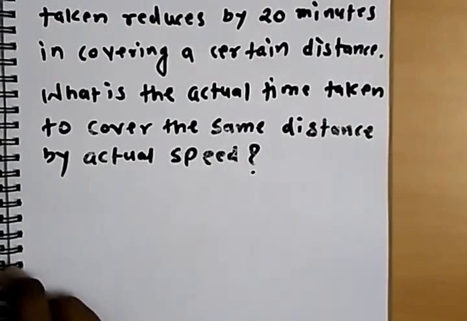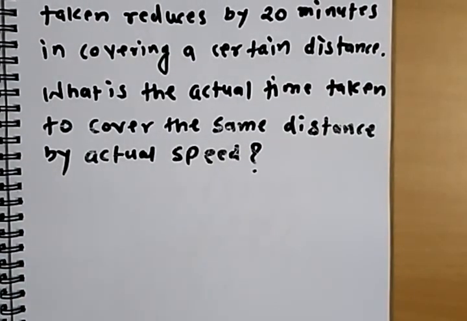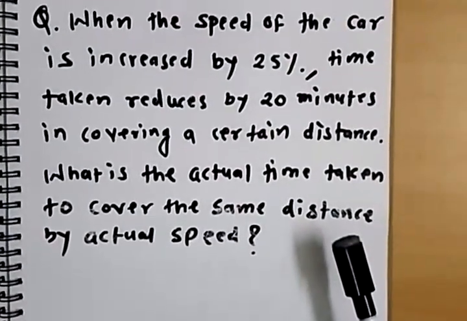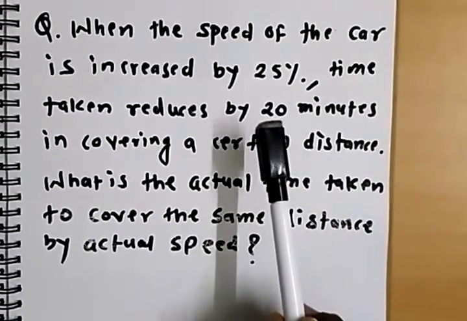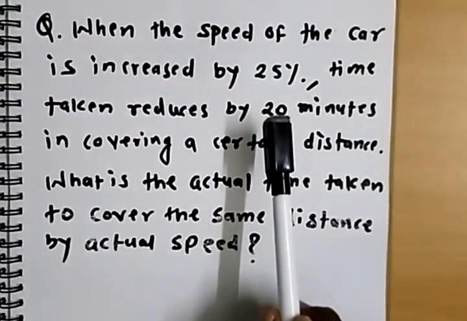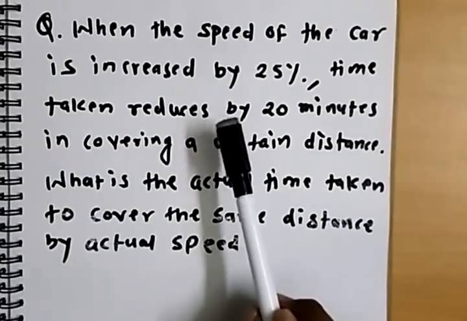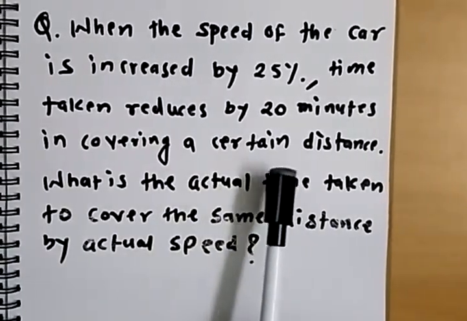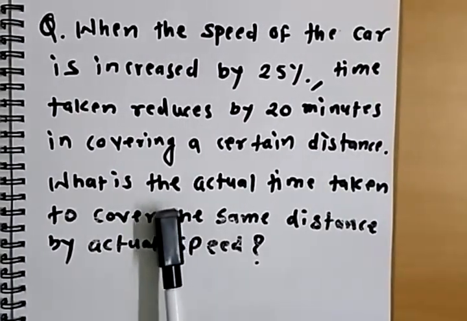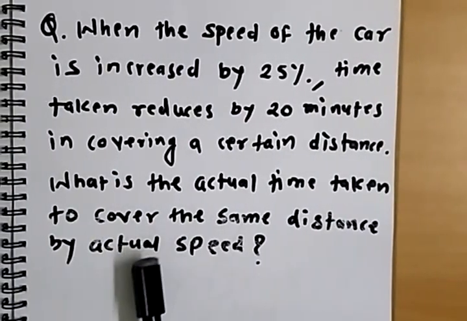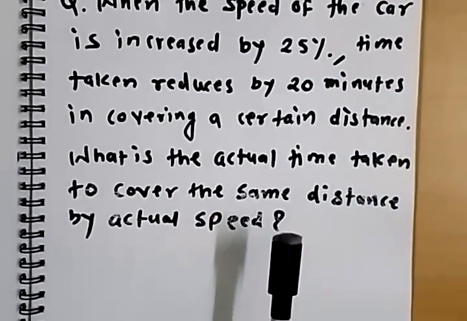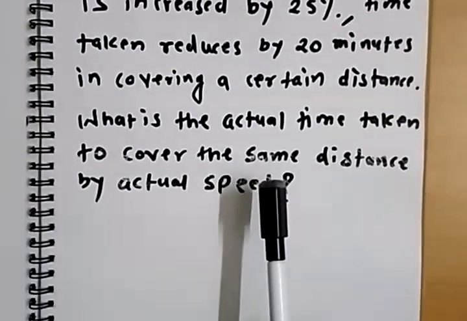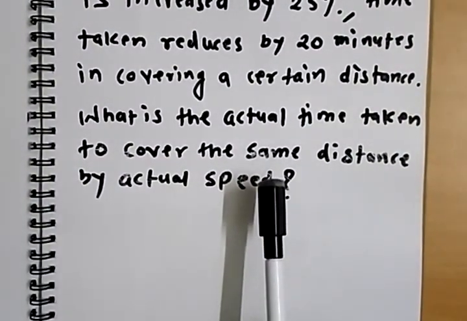Okay, let's see one more question. When the speed of the car is increased by 25%, time taken reduces by 20 minutes in covering a certain distance. What is the actual time taken to cover the same distance by actual speed? So let's apply this product stability concept to this question.